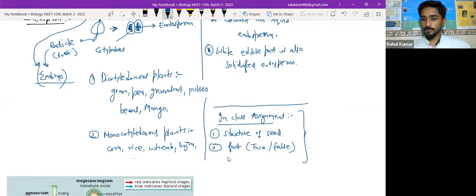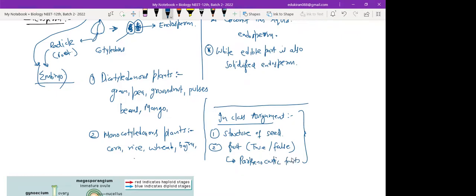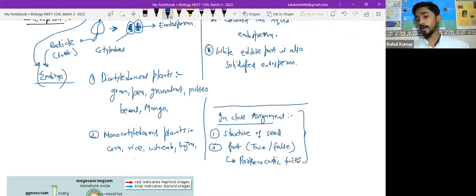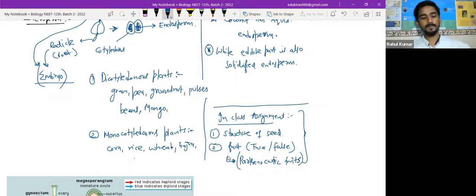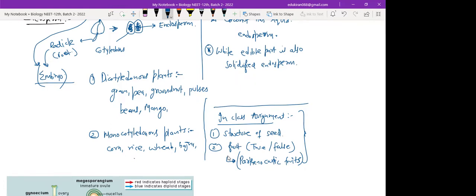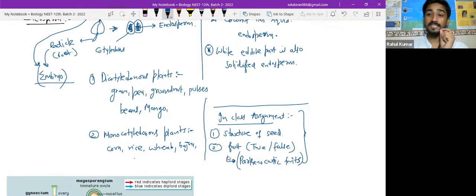True and false also, because there is time before the next class. Read what are parthenocarpic fruits. These are a different type of fruits. They are formed without fusion of gametes. But how are they formed then? If there is no fusion of gametes, how are fruits forming? Because fusion of gametes ensures only one thing: formation of seed, because seed contains the next embryo, correct?